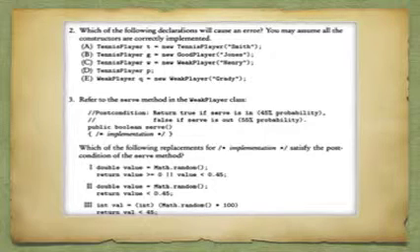Which of the following replacements for the /* implementation */ satisfy the postcondition of the serve method? First, choice 1: we first initialize double value equals Math.random. We get a random value returned from this random method and store it in the double variable. Now the second line is return value greater than or equal to 0 or value less than 0.45. Will this be a good choice?